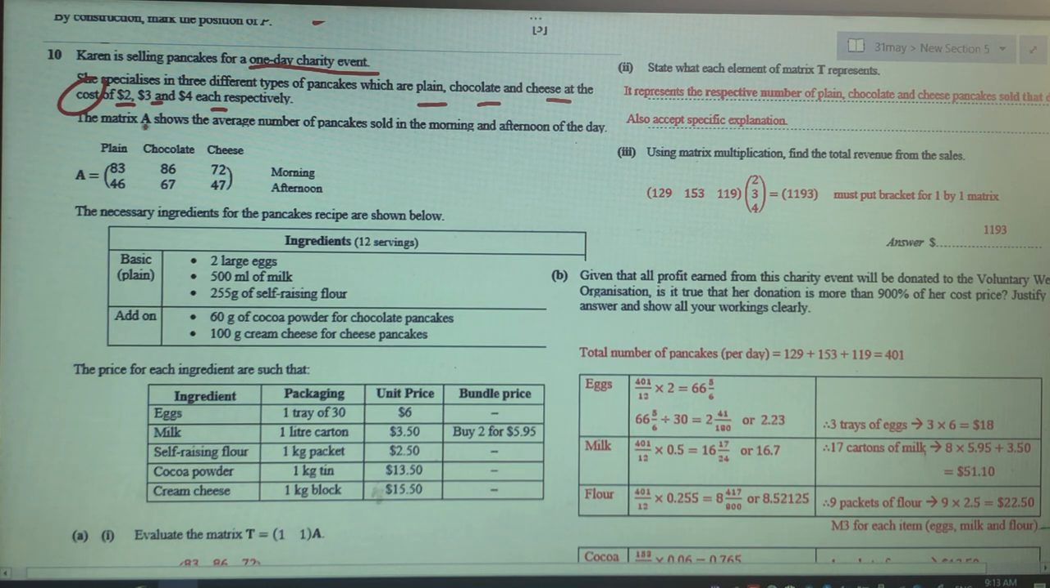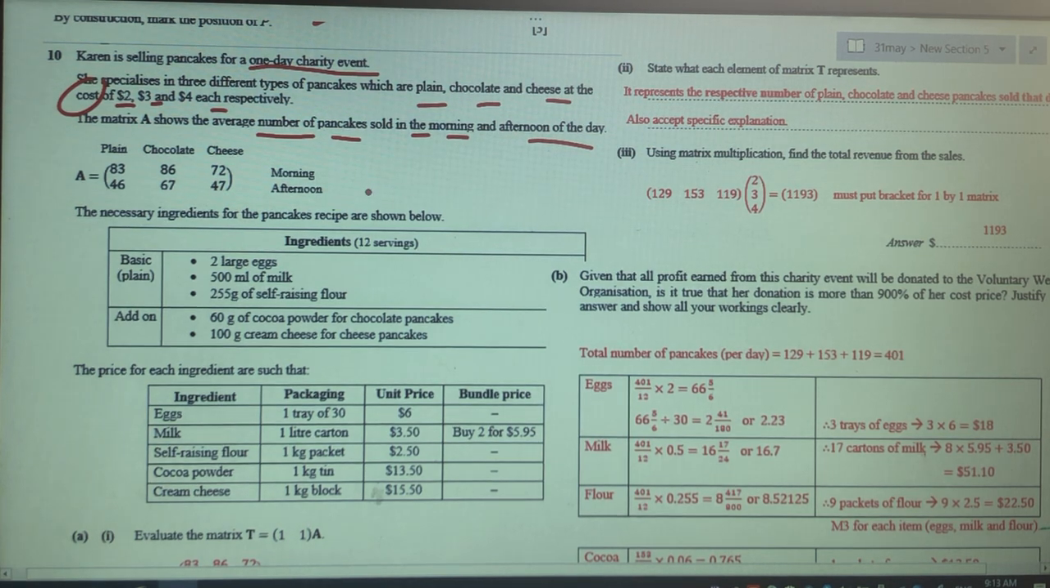Okay, then they tell you the average, so in the morning and afternoon. So this refers to morning. Actually, we have done a similar question before. I don't know whether you remember or not. Morning and afternoon, very irritating one. Then the necessary ingredients, even more irritating, you see. So many things. Then ingredient, okay.